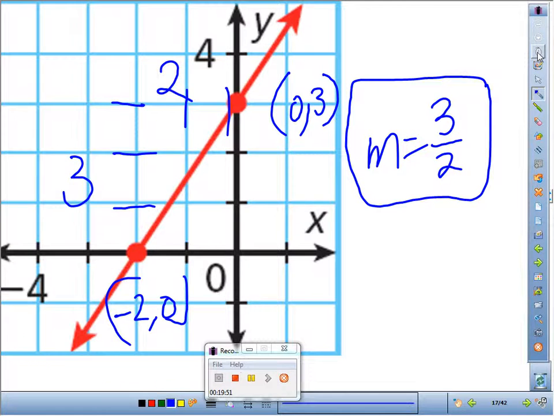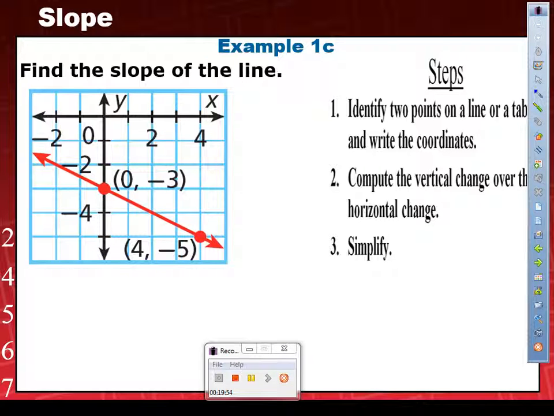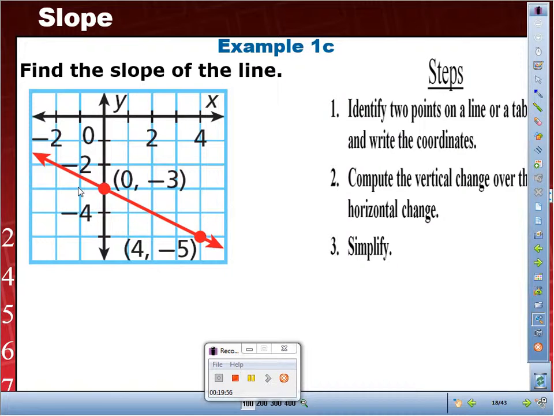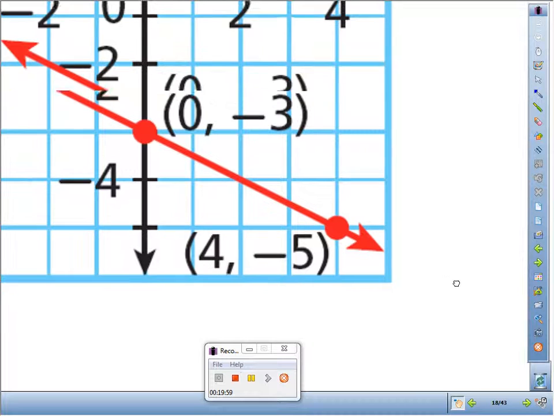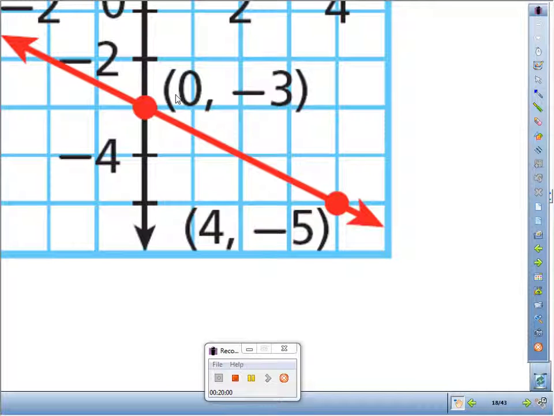Copy this one down on a different graph. Let me zoom in so you guys can see it. Example 1C. And here they give you 2 points already with the coordinates, 0, -3, and 4, -5. Draw your line, find me the slope. They already did everything for you right there. Go.